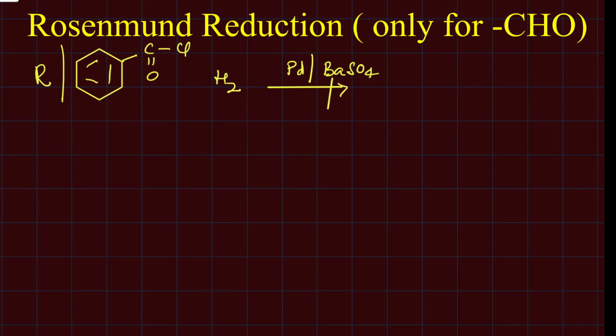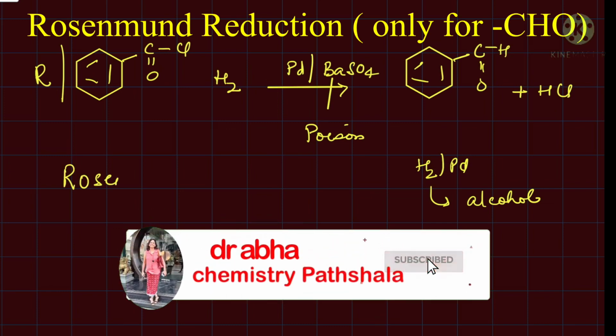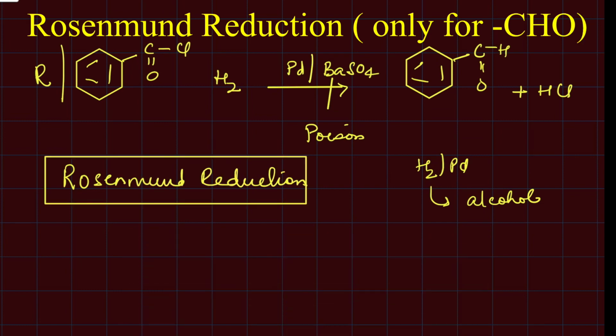Now, the function of this poison is it ensures that the reduction is only stopped at aldehyde. That is, we get an aldehyde here and we get HCl, but otherwise if we take H2 and Pd, there is a likelihood that we may go till alcohol. So this poison ensures that we stop at aldehyde, and the reaction is a very famous reaction known as Rosenmund reduction. So these are the methods of preparation of aldehydes.